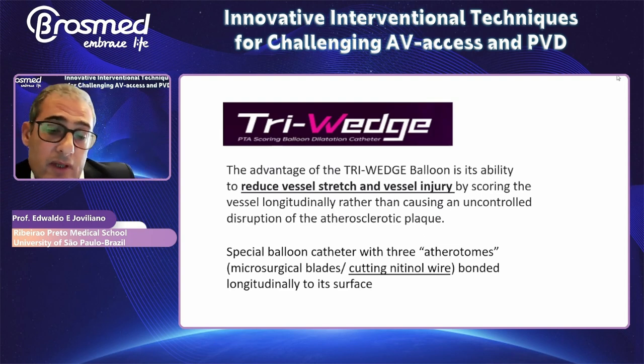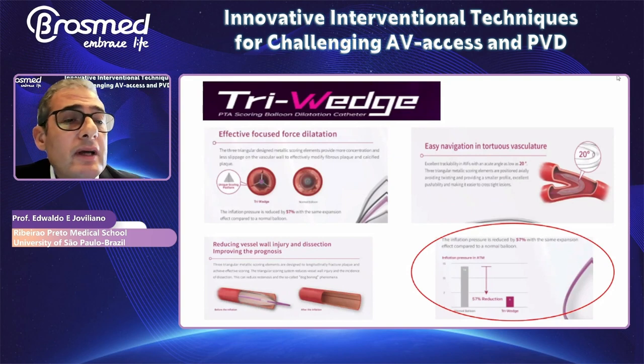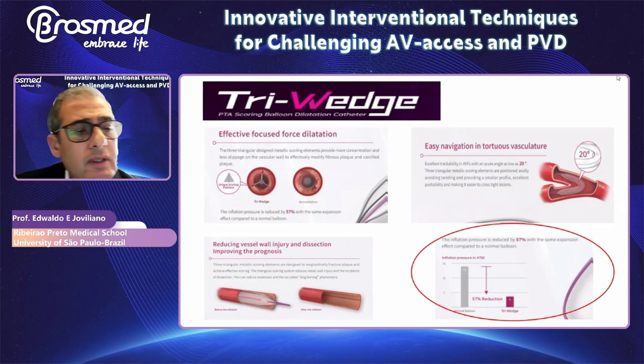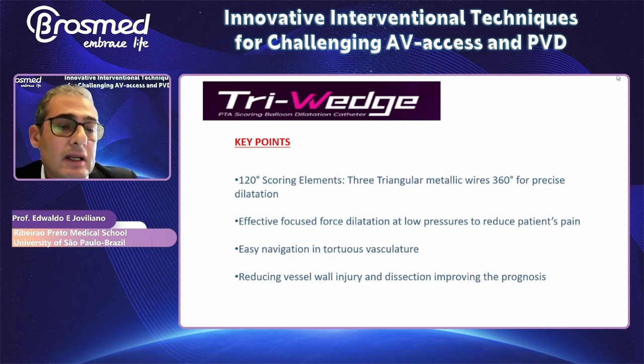It is a special balloon catheter with three atherotomes, as you can see, made by a cutting edge in a wire bonded longitudinally to its surface. In our opinion, the main reason for the good results of this kind of device, and specifically of the Tri-wedge balloon, is that the inflation pressure is reduced by 7% with the same expansion effect compared to a normal balloon. The other advantages are effective focal force dilatation, easy navigation in tortuous vasculature, and reduced vessel wall injury and dissection, improving the prognosis of the lesion. This is the main reason for the good patency, as you can observe in our case.